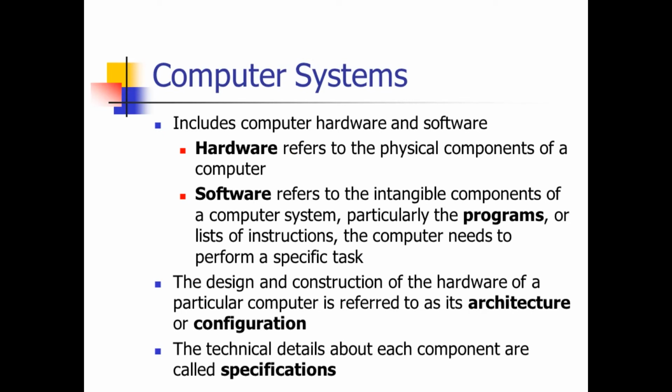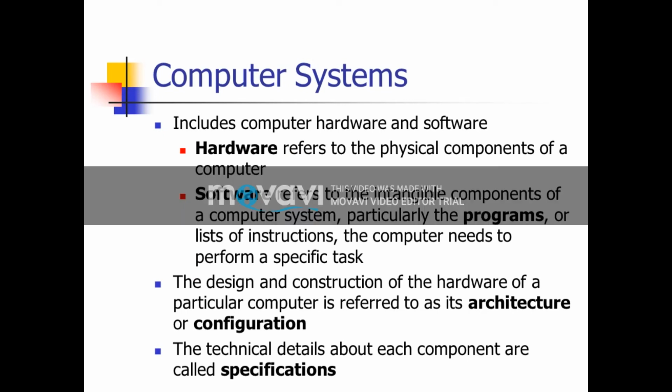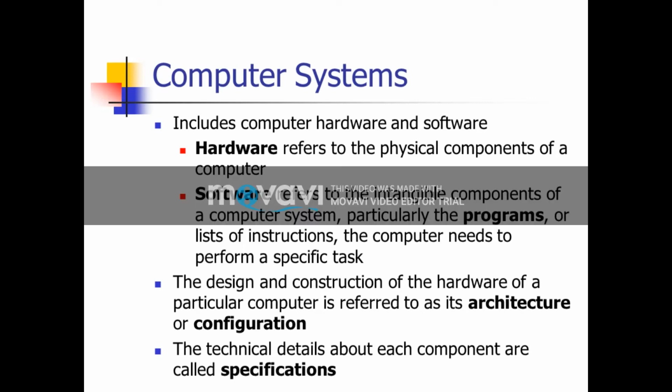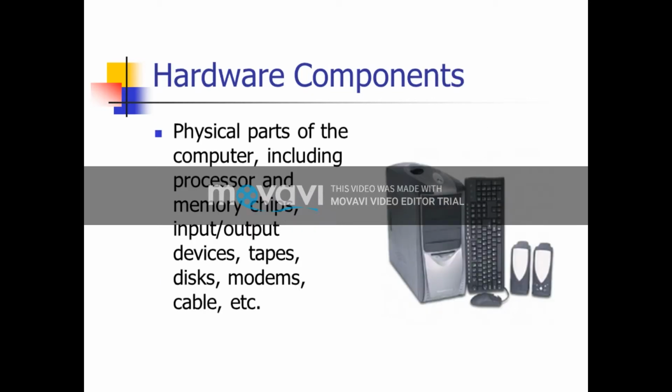A computer includes hardware and software. The hardware refers to the physical components of a computer, while software refers to the intangible components of a computer, particularly the programs or lists of instructions that a computer needs to perform a specific task. The design and construction of the hardware of a particular computer is referred to as its architecture or configuration, while the technical details about each component are called its specifications.